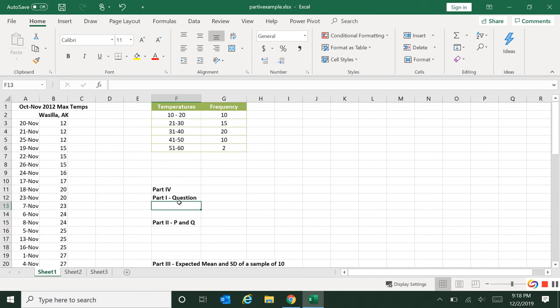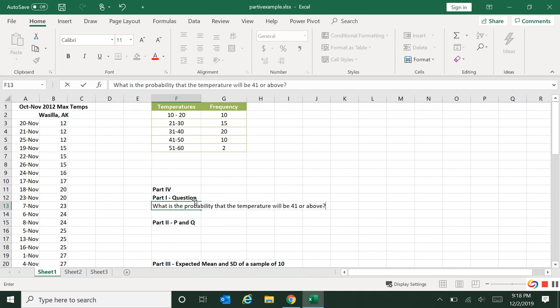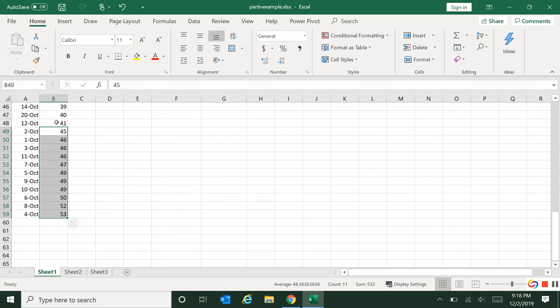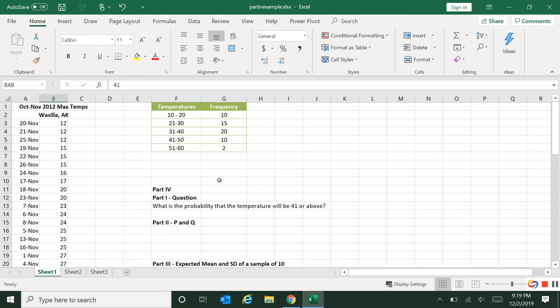Okay, now I want to ask a question. My question might be: what is the probability that the temperature will be 41 or above? Now, as you notice, I said 41 or above, because if I had just said above 41, I couldn't include 41. I would have had to come over here to my actual data and count.